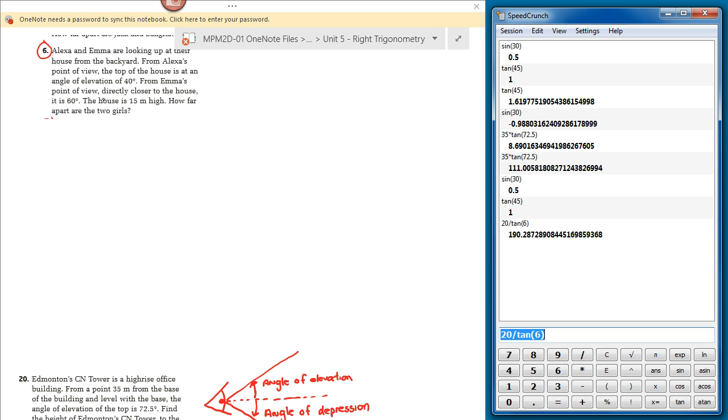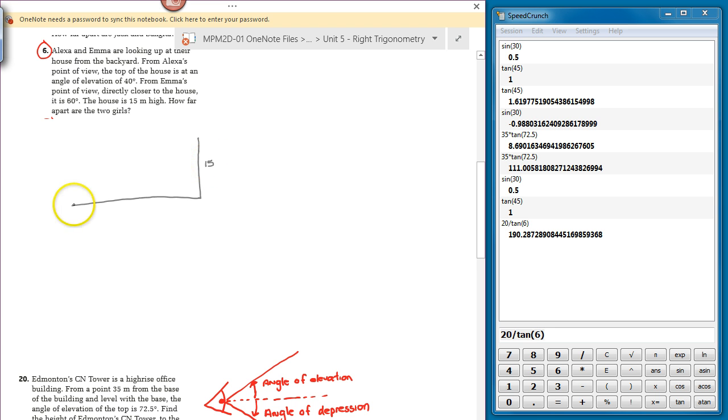So again, diagram is very important in this problem. So what I'm going to do to start is I'm going to draw a horizontal line here, and there's my house wall, and we say the house wall is 15 meters. And so this diagram is such that the girls are standing in two positions, and their line of sight is as follows. So one girl is standing here and looking at the peak of the house, the other girl is standing here and looking at the peak of the house. The question is, who's where?